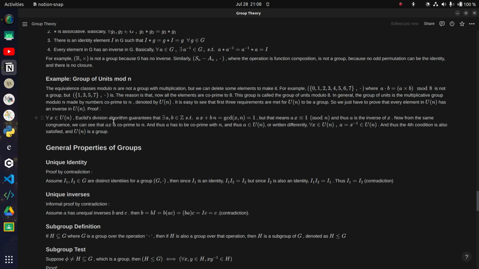So that means that ax is congruent to 1 modulo n, just taking mod n on both the left-hand and right-hand side, right? The bn term becomes 0, and thus a is the inverse of x, because a times x is 1 modulo n. Now from the same congruence, we can see that ax is co-prime to n. I mean, of course, because what we just did was we said that ax plus bn is, how do I even say this?